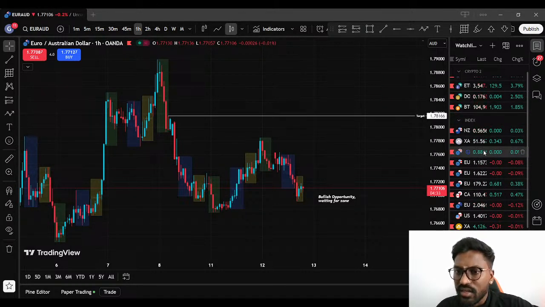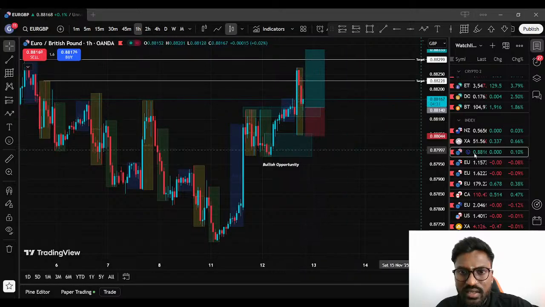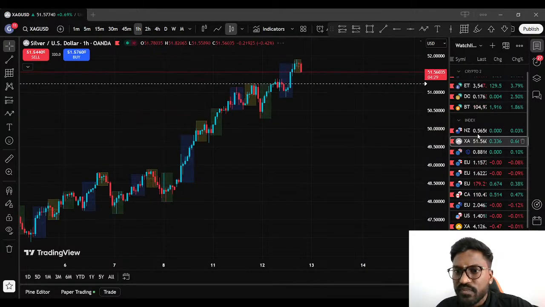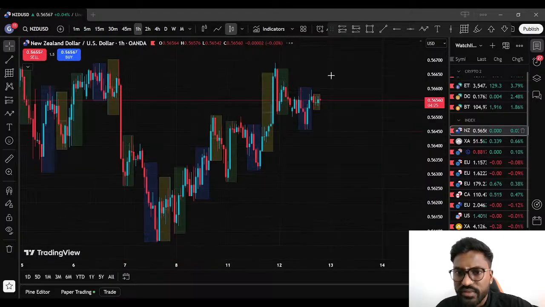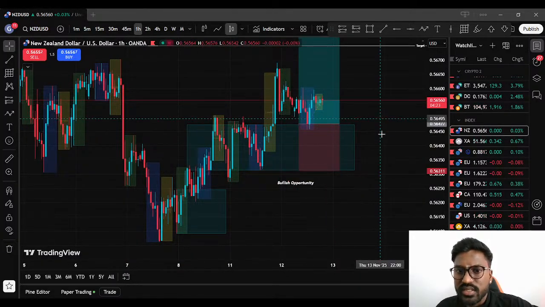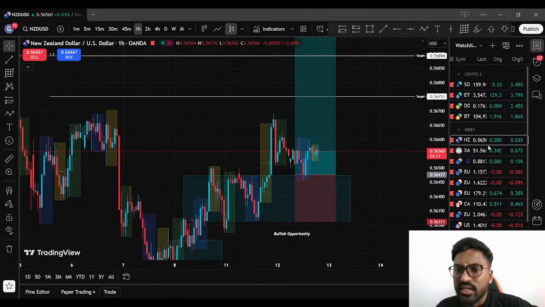Okay, how is this one playing? So far still there. Silver, I will wait and see when it comes to this level. This one also, I just have to wait until 9 or 10 to understand the candle closure.